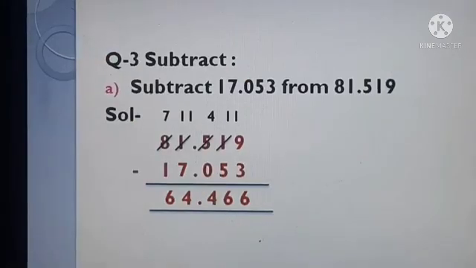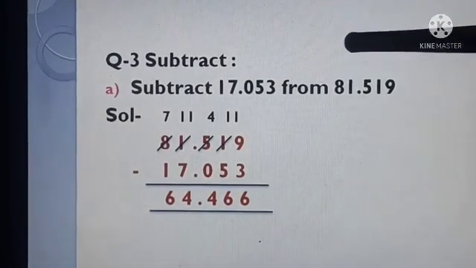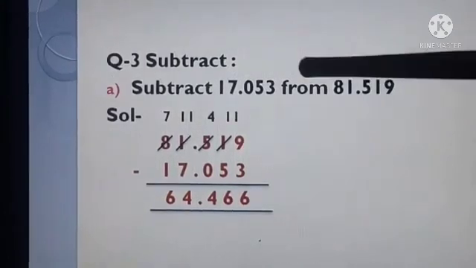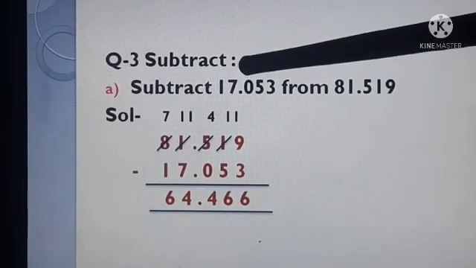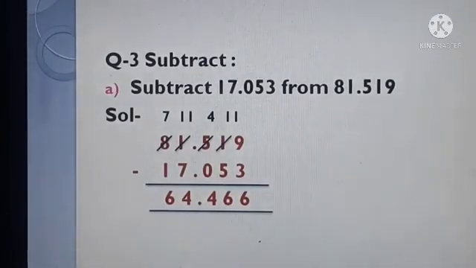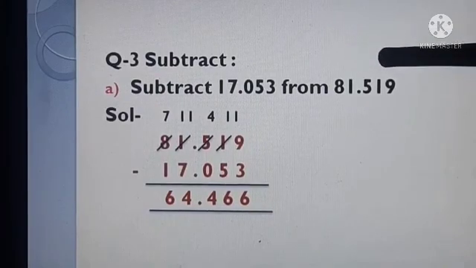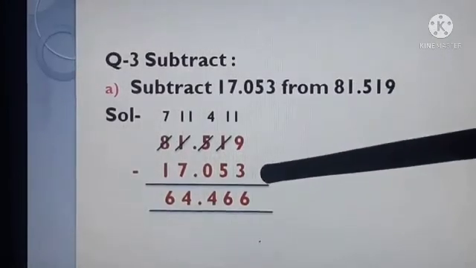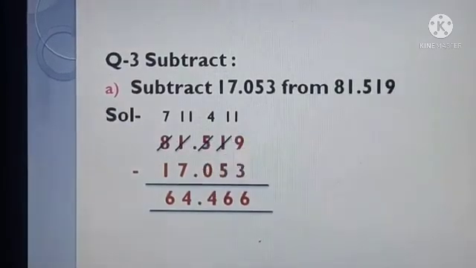Now question number 3 is subtraction. Subtract 17.053 from 81.519. So since from is written, after that the number is bigger, and this one is the smaller number. Simply understand it as subtracting 17 from 81, right? So we will write down this number first, 81.519 minus 17.053. So write down carefully in columns, decimal below decimal.